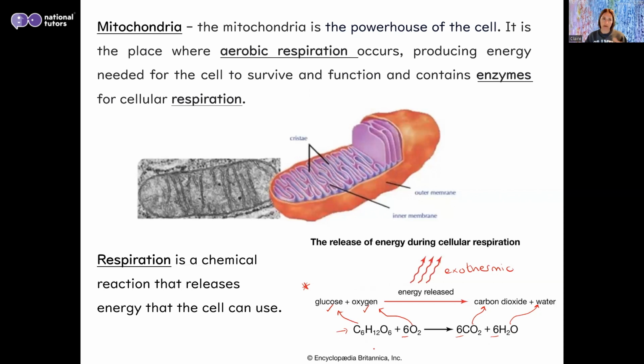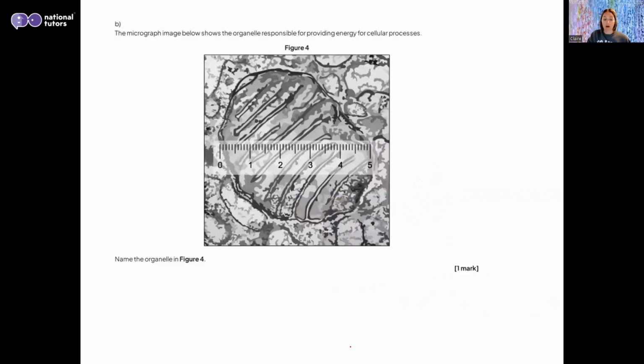It doesn't dive too much into your book at the moment about respiration, but I've added this because as soon as you get to know this and become familiar with this, it is essential. Respiration is a chemical reaction that releases energy that the cell can use. Put it on a flashcard. You need to know this off by heart. So that's mitochondria for you. Beautiful mitochondria.